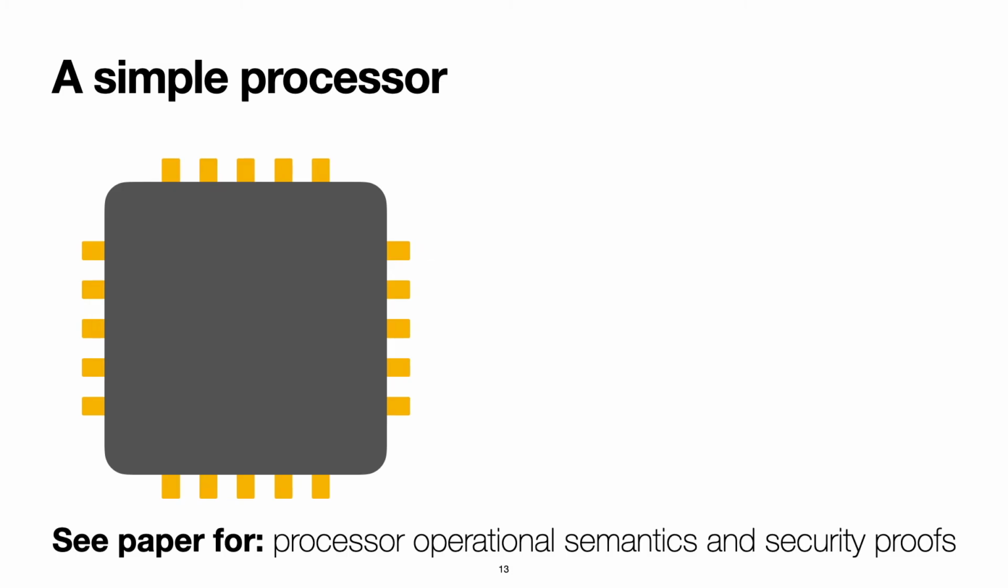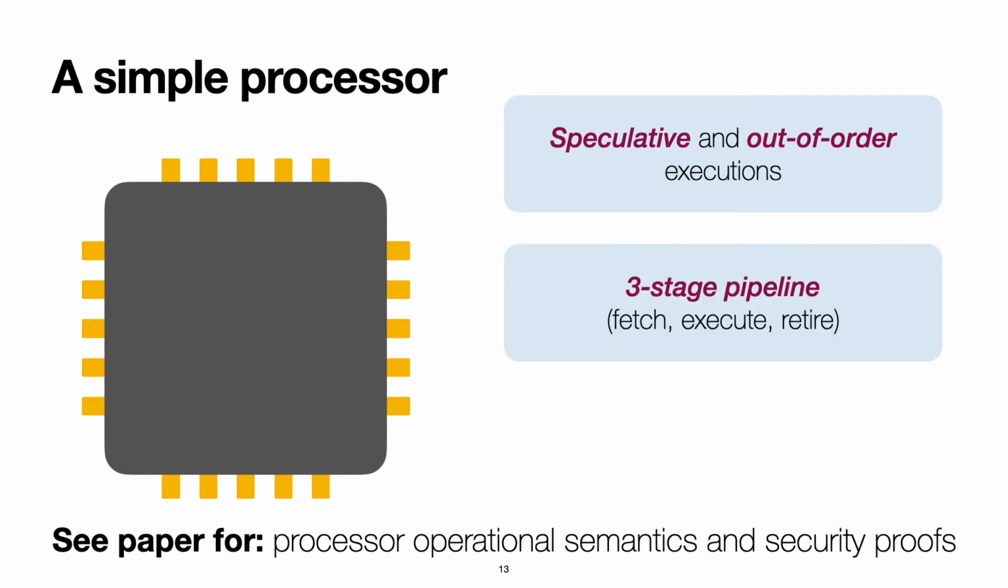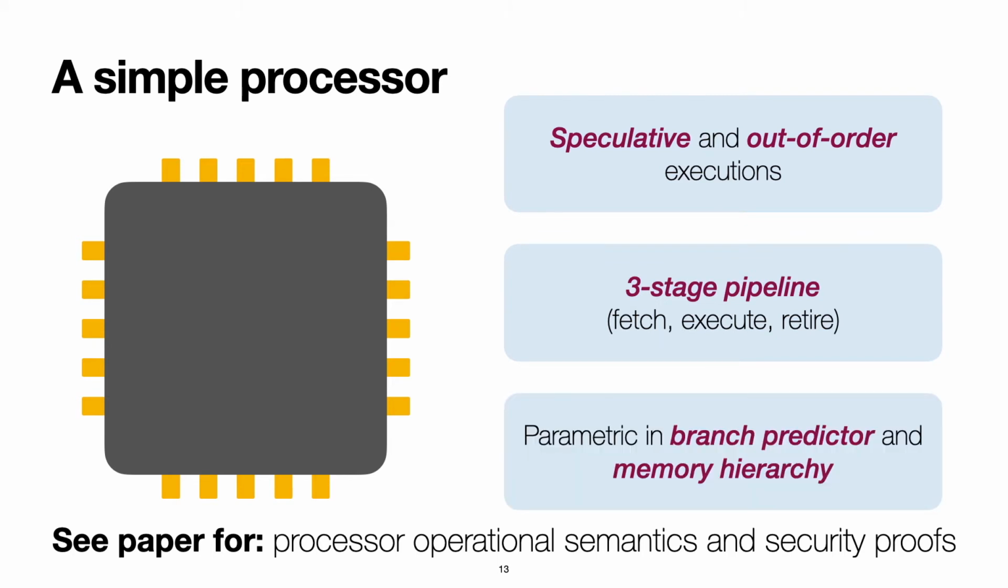As a basis of our analysis, we developed a formal model of a simple processor. The processor supports both speculative and out-of-order execution. It has a 3-stage pipeline with fetch, execute, and retire stages, and it is parametric in the branch prediction strategy as well as in the memory hierarchy. On top of this model, we implemented several hardware-level countermeasures, and we studied their security using contracts.